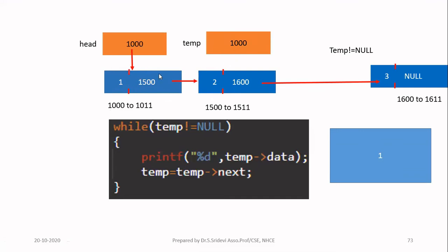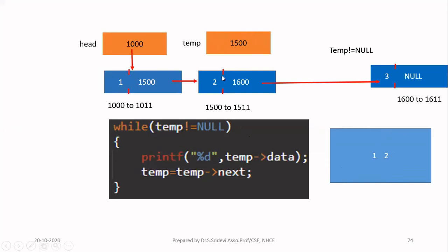And 1500 is available here. Currently temp is 1000. In the next field of 1000, you have this address, right? So from temp, you get the next field and store it in temp. After this line is executed, your temp will have 1500 instead of 1000. That is nothing but the address of the next node. So when this is executed, first time you will have 1 displayed on the screen. If you see this blue box, that is output. First, 1 is displayed because here I have 1.